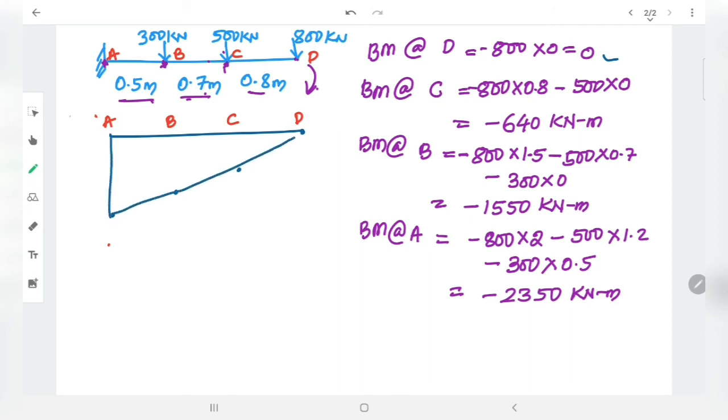Now if I join all these points, here I will be joining the points somewhere here. So I need to join all the points here. This we call the bending moment diagram. Here it is 640, here it is 1550, and here it is 2350 kilonewton meter. In this way we will be calculating the bending moment and shear force diagram for a cantilever beam subjected to point loads. Okay, thank you.